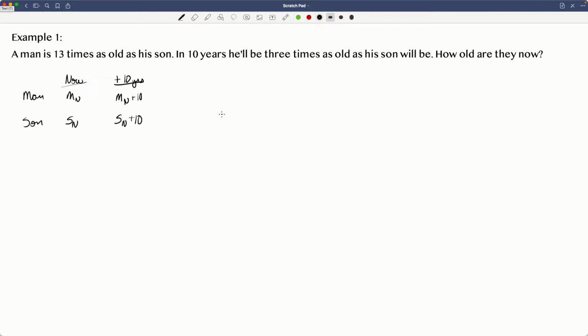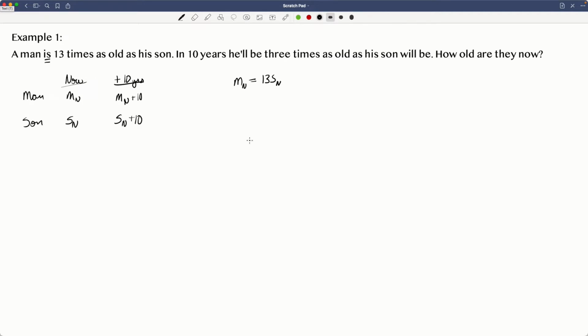So let's begin again with our first statement. A man is. So "is," that's an equal sign. Okay, so the man is. That means the man now is 13 times as old as his son. So 13 times the son's age now. That is all ready for us for substitution.